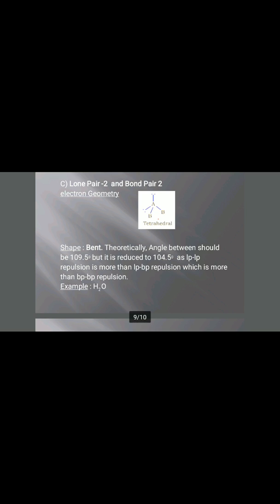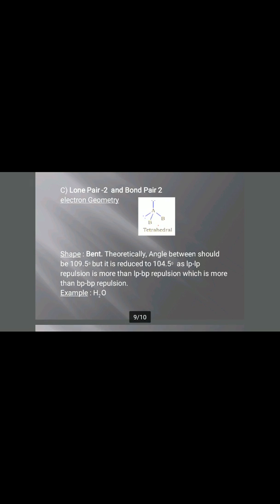Next case, when lone pair is 2 and bond pair is also 2, then the geometry will be tetrahedral and the shape is bent. The angle between them should be 109.5 degrees, but it is reduced to 104.5 degrees. Why is it reduced? As lone pair-lone pair repulsion is more than lone pair-bond pair repulsion, which is more than bond pair-bond pair repulsion, and the example is H2O.